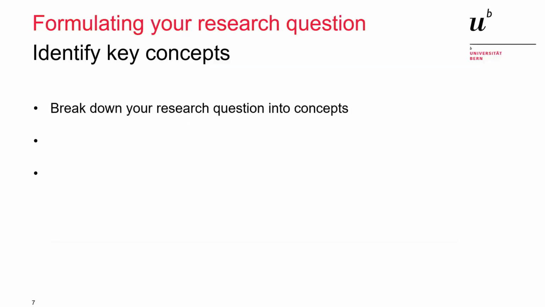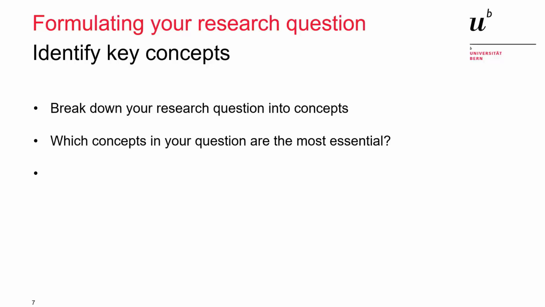Once you've formulated your research question, you need to be able to identify and break it down into key concepts. What concepts in your question are the most essential, and what terms or phrases describe your concepts? When trying to identify key concepts, I try and think about a Google search. If you're trying to turn your research question into a 4 to 5 word Google search, what words would you include in that search? Those words are probably going to be the key concepts in your question.